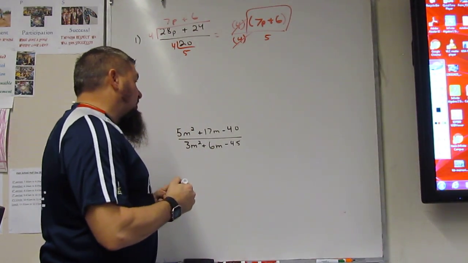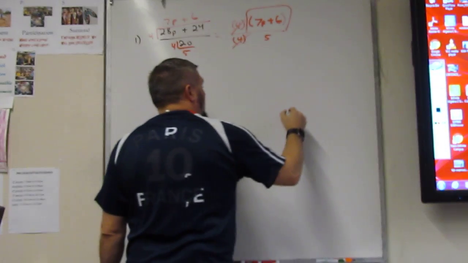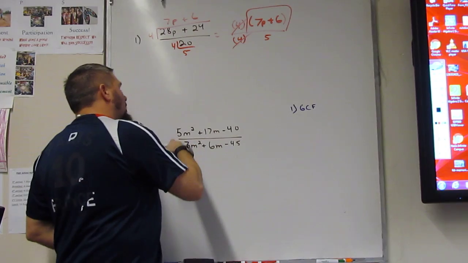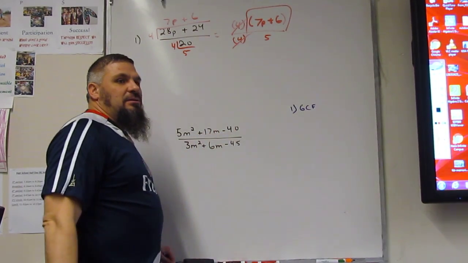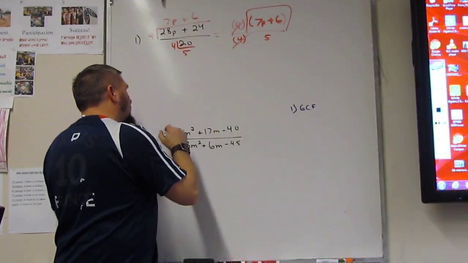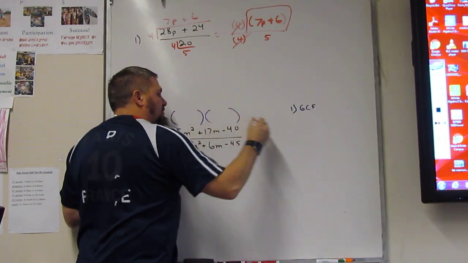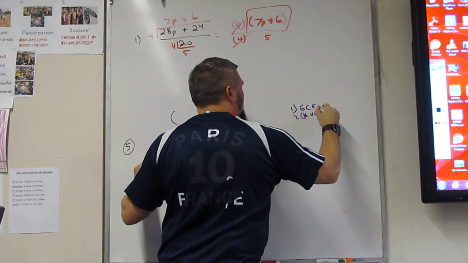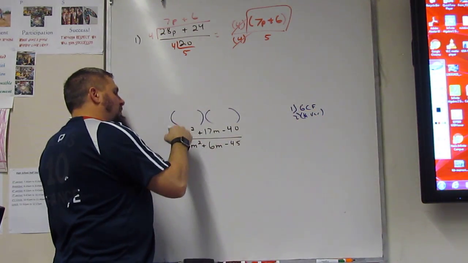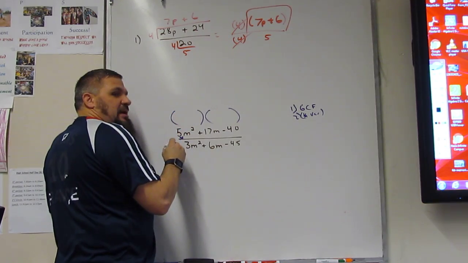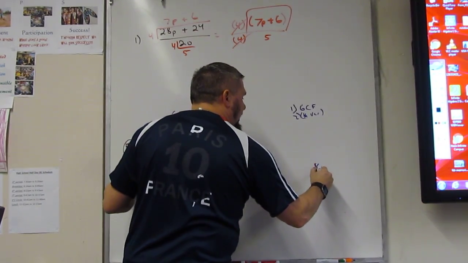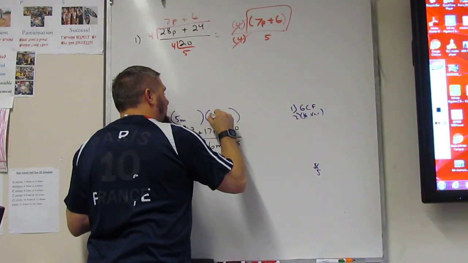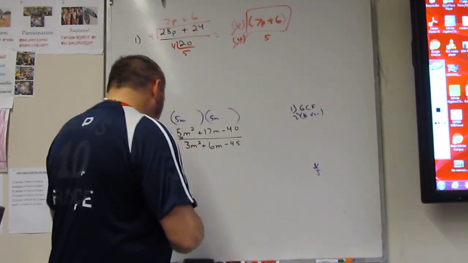Next. First step is GCF. So what goes into 5, 17, and 40? 1. So then we're just going to go straight to the second step, which is parentheses, star, variable. My star is 5, and my variable is m. So I have 5m in both of those.